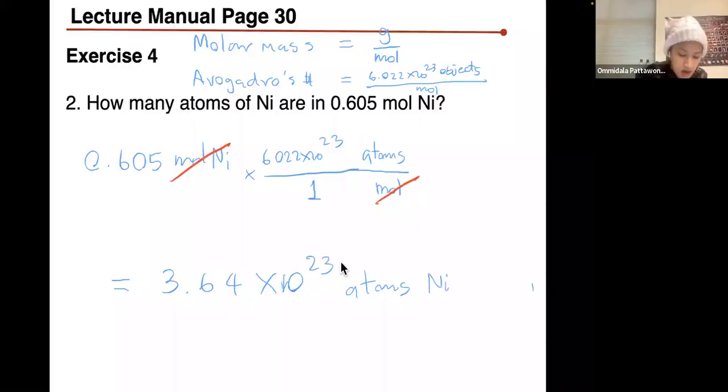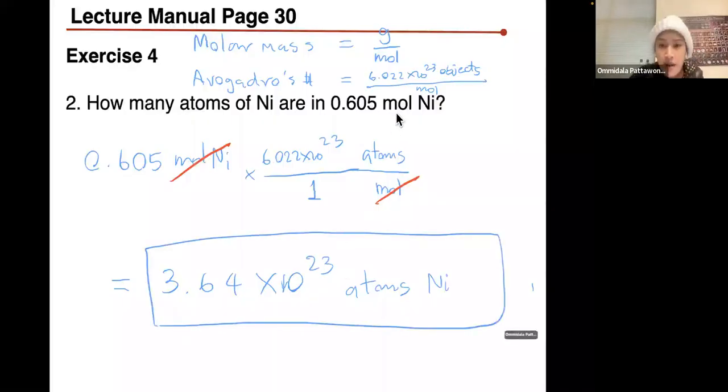So that's good. Another way to check this answer, remember mole is a big unit, right? It describes this many objects. So when you convert from a big unit to a small unit, the number that comes with the small object would be a huge number, which makes sense. It comes out to be a lot bigger than this 0.605, the number that goes with the bigger unit.